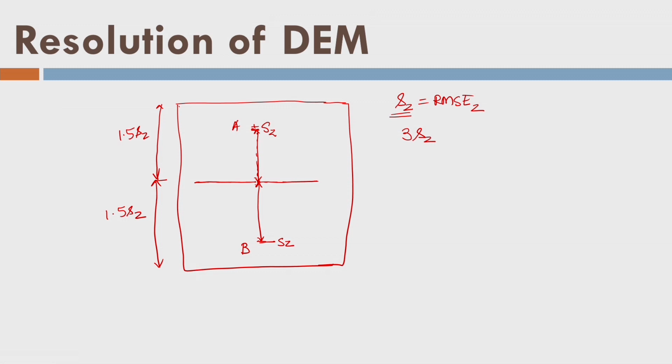I hope you got the idea. A simple idea is there. We should always create the cell size or the resolution of the DEM to be minimum 3 times the vertical accuracy. If it is 4 times, it's better. In a sense, you are on the safer side. I hope you are very much sure now.